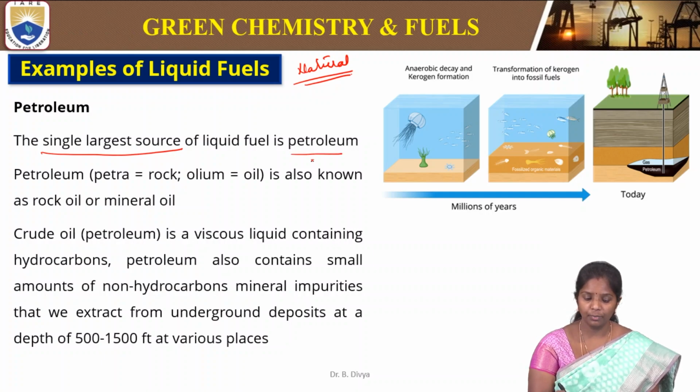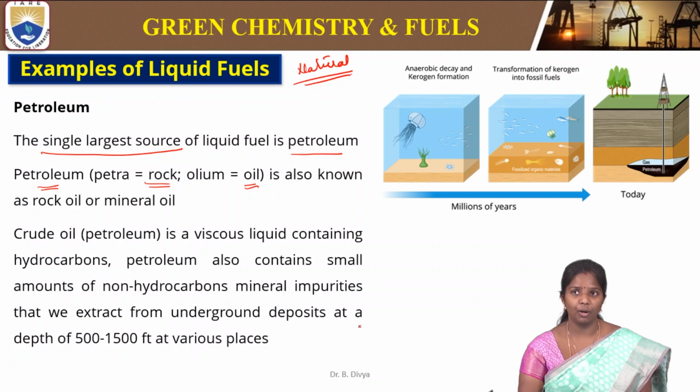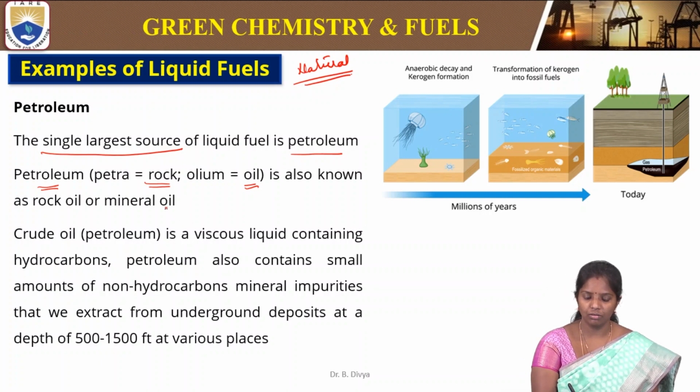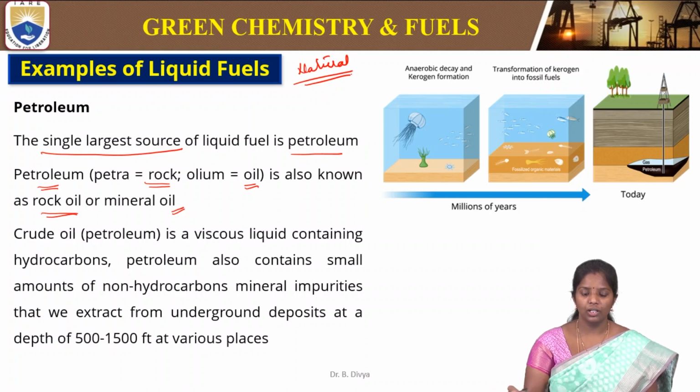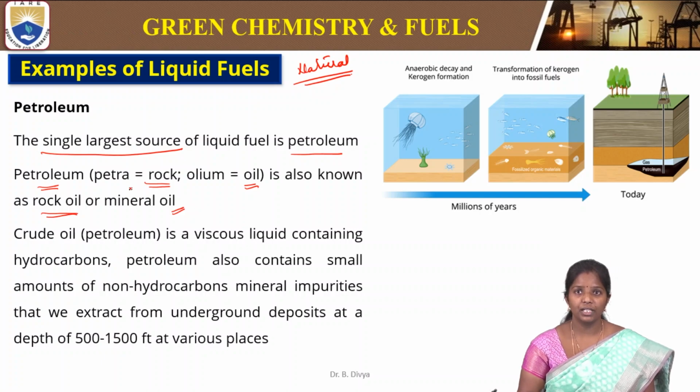That is petroleum. Petra means rock, and oleum means oil. So oil forming from rocks is also known as rock oil or mineral oil, and petroleum. This is the single largest source of liquid fuel we use for automobiles and different applications. So this is very important in daily usage. Forming from rocks, that is nothing but petroleum.